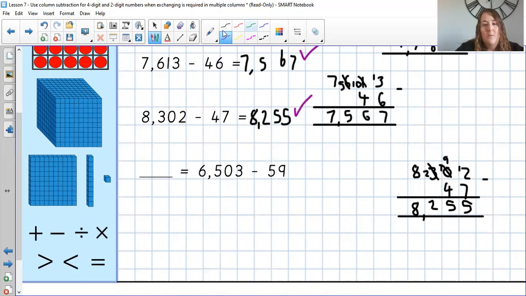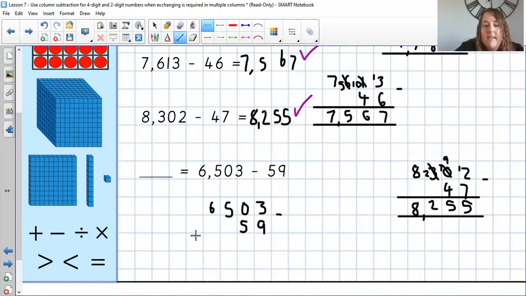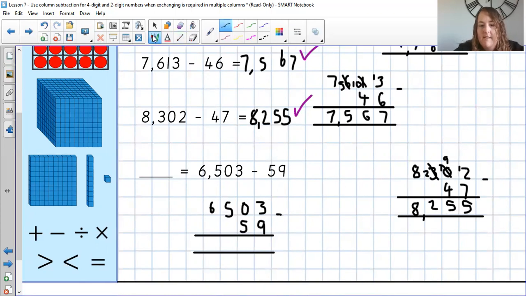Okay, finally then, we have something is equal to 6,503. So another one with a 0 there. Take away 59. Okay. Before I go through this answer, now that you've just heard me explain the last one, if you want to have another go at this one, you're more than welcome. But if not, I will just keep going through it.